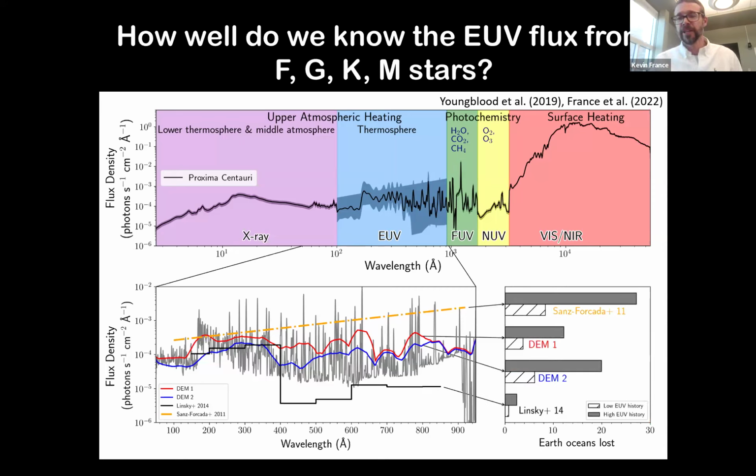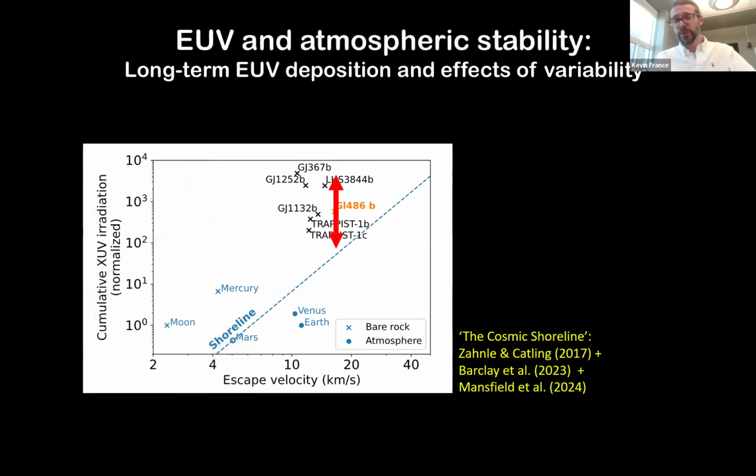But if we use this much more conservative or lower EUV flux, we would be losing maybe even less than 1 Earth ocean over the course of the planet's lifetime. So the differences really make a big difference. And I'll come back and end on that topic in just a second, because we fold this into our understanding of the cosmic shoreline study here.